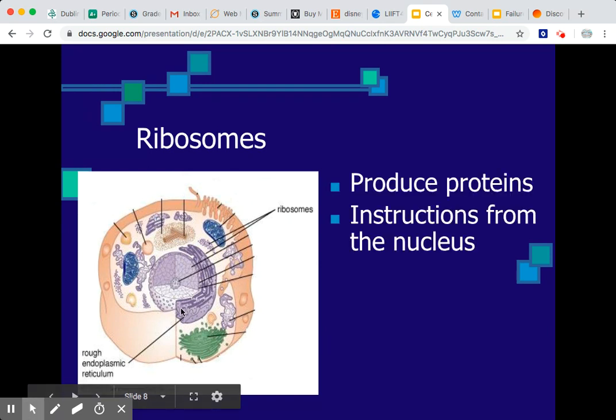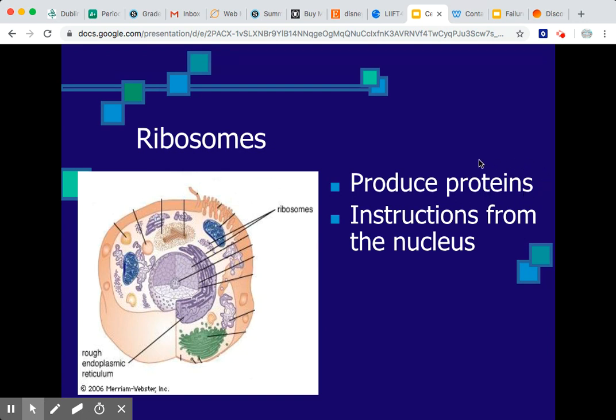And the complementary match to this would be smooth endoplasmic reticulum. They do have different jobs, and we'll talk about that in just a second. But I just wanted to point out that there are two different types of endoplasmic reticulum. If it has ribosomes on it, then it's considered to be rough. Ribosomes are involved in producing proteins.